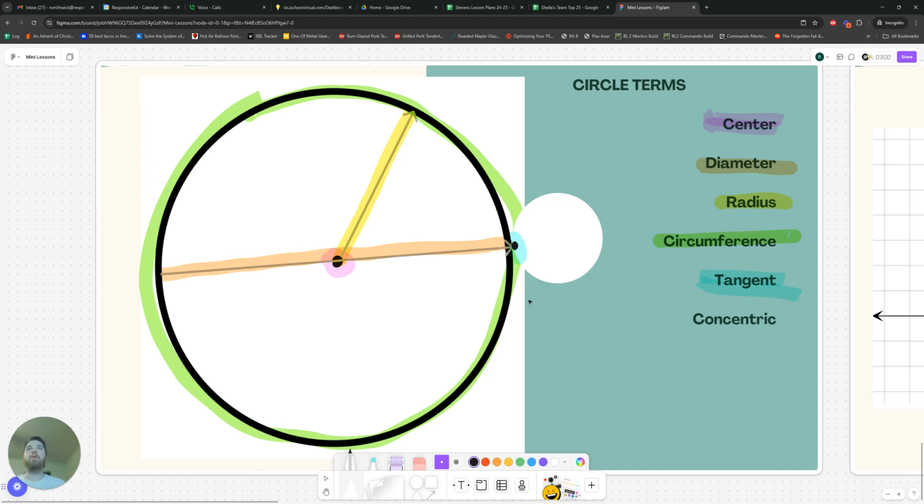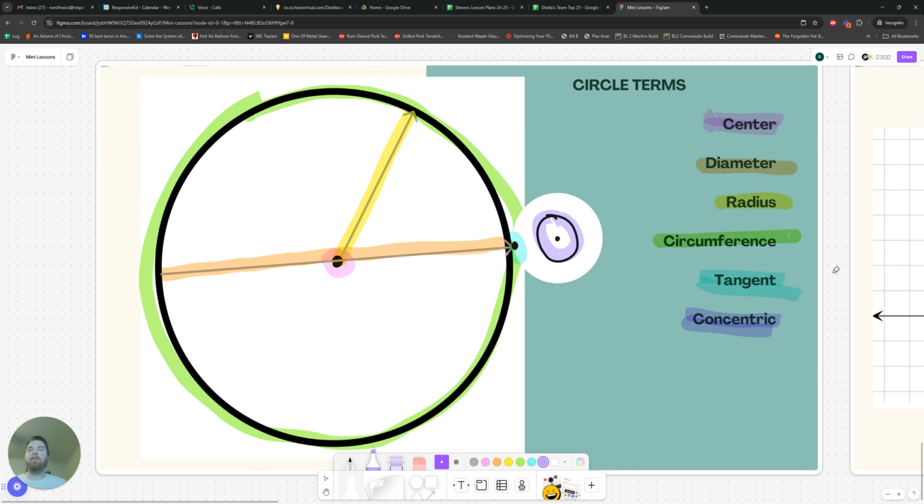The other is going to be when you have concentric circles. Concentric circles are basically when you have two circles that share that center point. So if I drew another circle in here, that circle has that same center point. I'll just move that there. So that right there would be concentric circles because they share a center point.